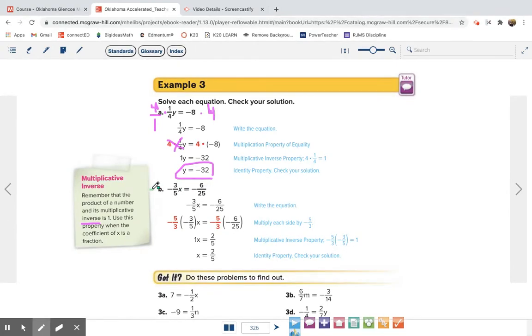So I flip it. It's negative, so I keep it negative. And we multiply both sides by -5/3. Okay, we did not flip the 6/25. When we do that, this cancels. We have a negative times a negative, which is positive. Then you can either multiply straight across, but then you have to simplify, or you can cross cancel.